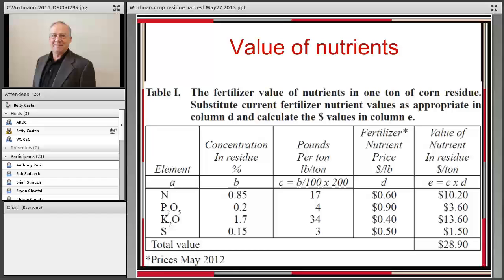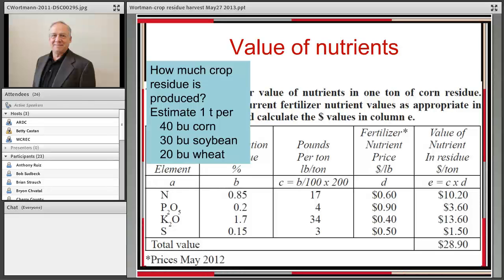The first table in that NEBGuide addresses the nutrient issues. So we have our column B, which gives typical concentrations of nitrogen, phosphate, potash, and sulfur in crop residues, in this case corn, in pounds per ton, and then you can put in a price for the nutrients and get your estimated value of the nutrients removed per ton. And when this was done in May of 2012, it came to $28.90 for the nutrients removed.